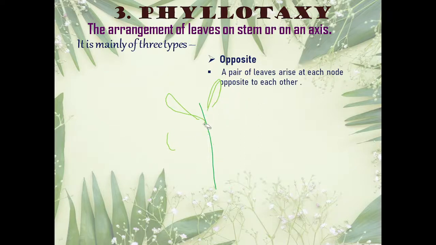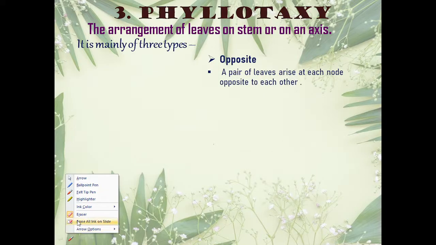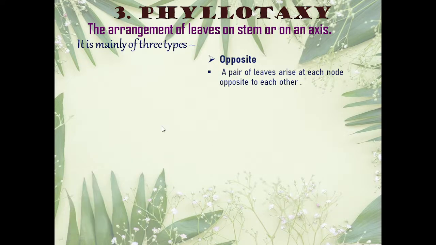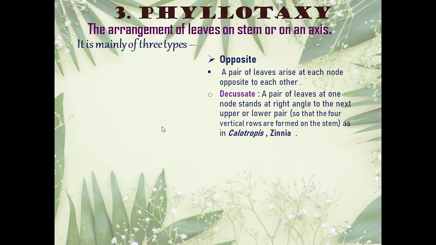Now, for opposite, you may think it is only this much, just one line, but no, it is not. Don't think that I am going to leave you in this manner. Let's see, it has two types. The first one is decussate: a pair of leaves at one node stands at a right angle to the next upper or lower pair, as in Calotropis and Ixora.